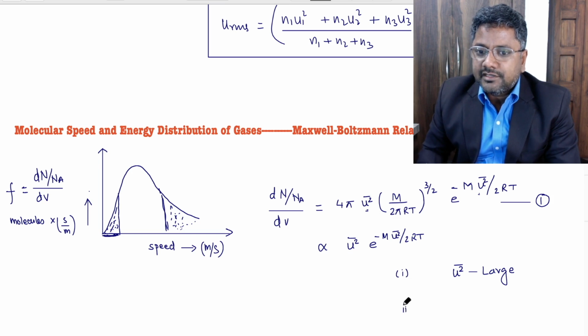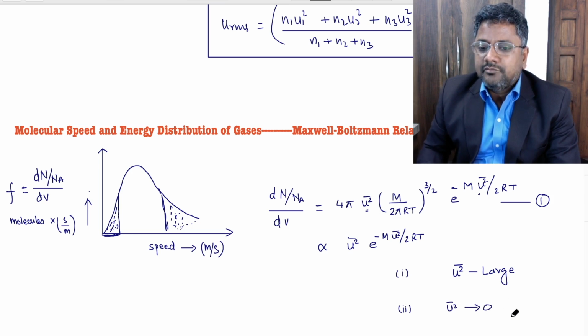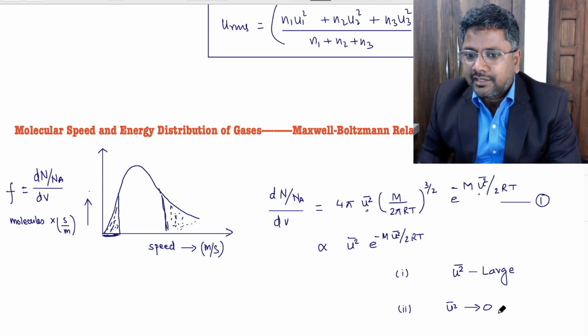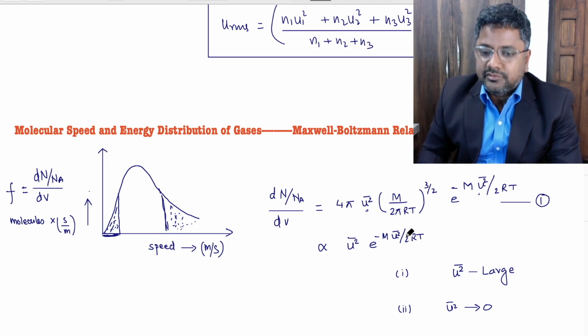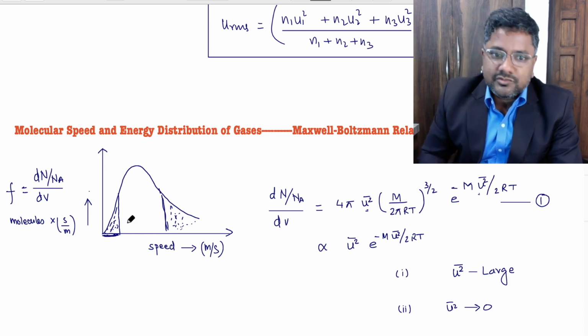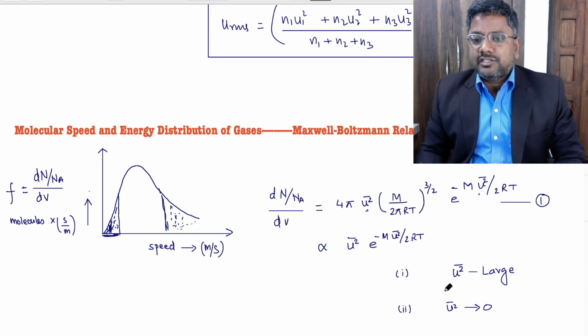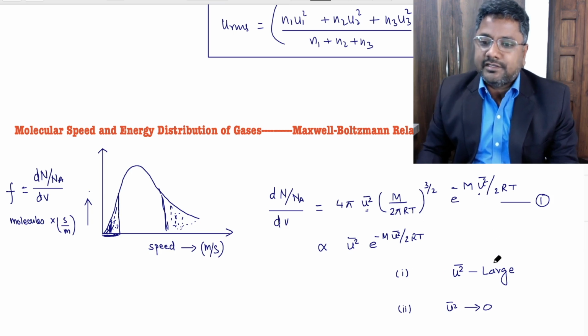And the second situation, when this u square bar tends to 0, means very small. When this term is very small and is multiplied with this, the whole term becomes very small, so you can say that it also tends to 0. So see here, the fraction of molecules having very small molecular speed. These are the two situations you can justify by observing the mean square speed.